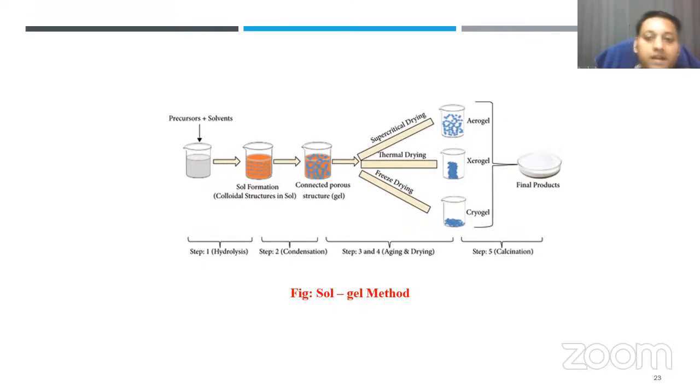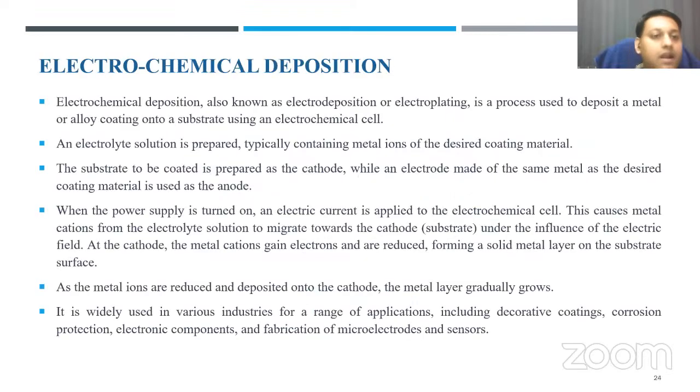And then after supercritical drying, thermal drying, and freeze drying, so there are different drying techniques, you form different types of gels: aerogel, xerogel, and cryogel. So these are different kinds of gel formation from the sol. That's why this is called the sol-gel method. Here we are forming a nanomaterial in the gel form. Now electrochemical deposition, this is a well-known technique.